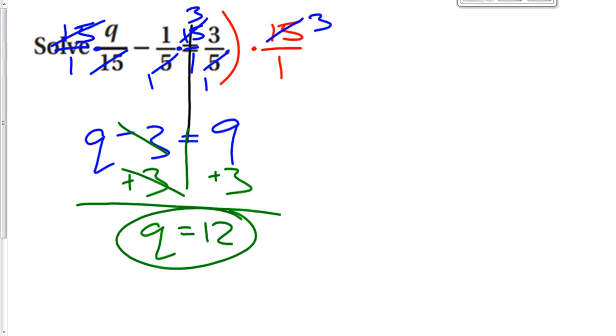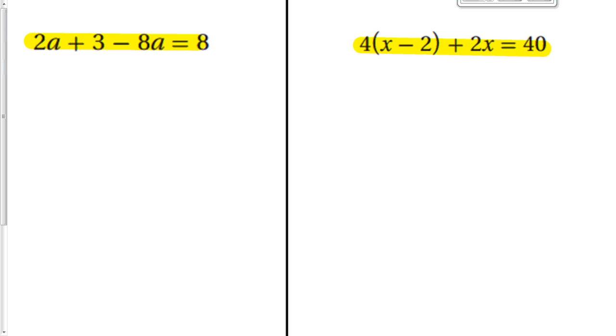Okay, real quick, 2 last ones here. These are a little different because you have to do some simplification before you do anything. For instance, I can combine these 2 terms. So we have negative 8a plus 2a. So you can do this one of 2 ways. You could write 3 plus negative 6a, or negative 6a plus 3. Or 3 minus 6a equals 8.